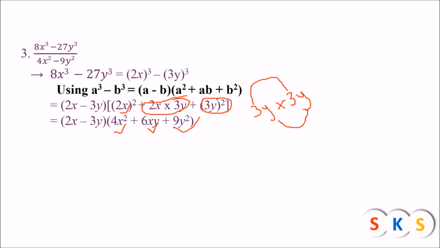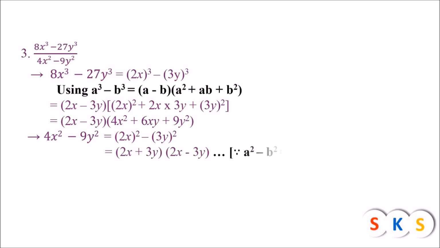Now we are going to factorize the denominator. What is the denominator over here? It's 4x square minus 9y square. Okay, and for that I am going to use the formula of a square minus b square, and you can see the first term, that is 4x square, is a perfect square of 2x, and 9y square is a perfect square of 3y. So after writing both terms in the form of perfect squares, now I'm going to use the formula of a square minus b square.